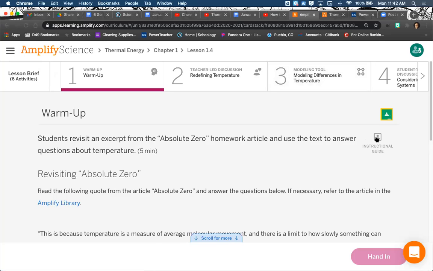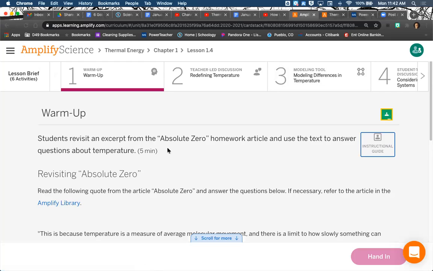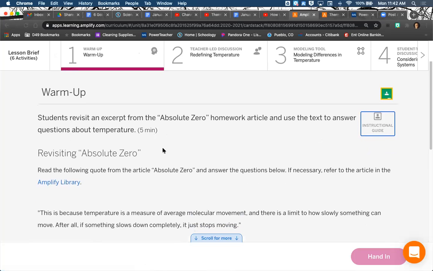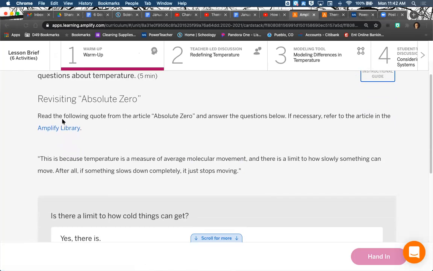Our warm-up is asking us to revisit the absolute zero article and use the text to answer questions about temperature. So I think this can be opened if we need to, but it says read the following quote from the article. So they're giving us the reading material and answer the questions below.